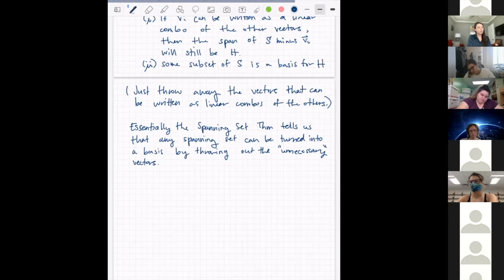Okay, and then there's one more thing from this section that I wanted to go over. We'll call this a lemma. We're not going to prove it, just like we're not going to prove the spanning set theorem, although you can see the proof in the textbook.